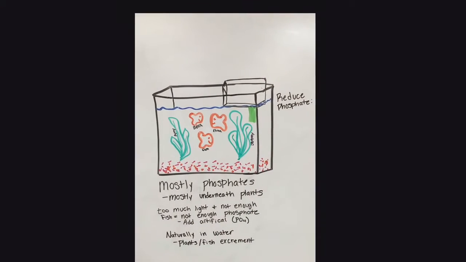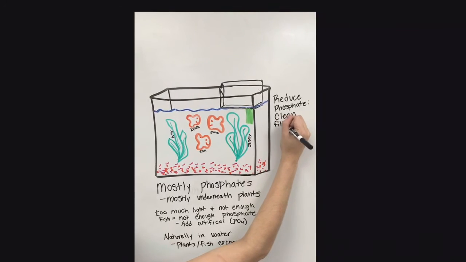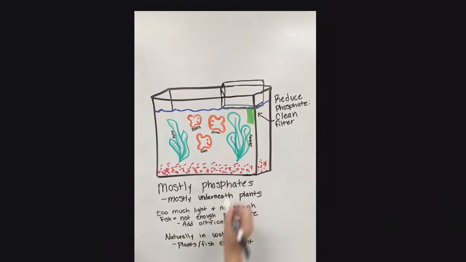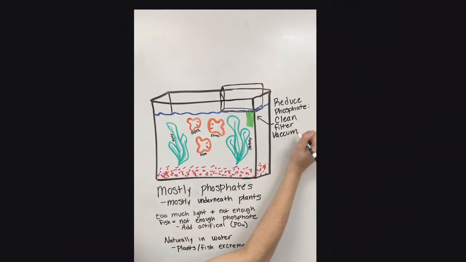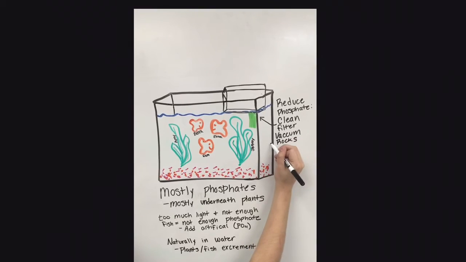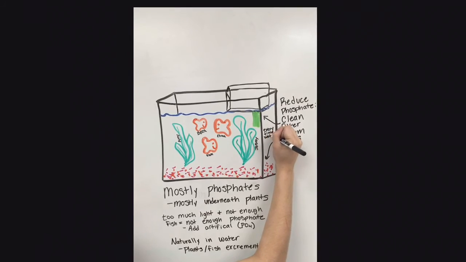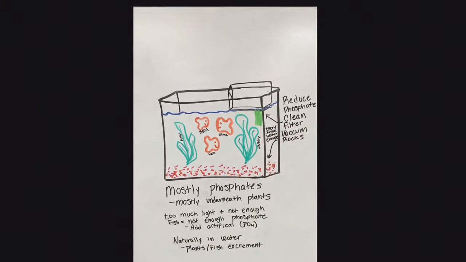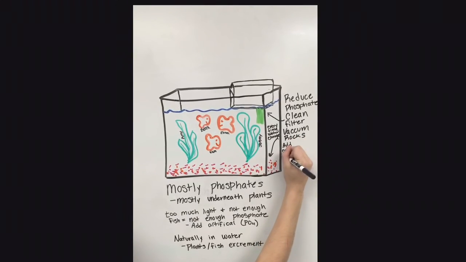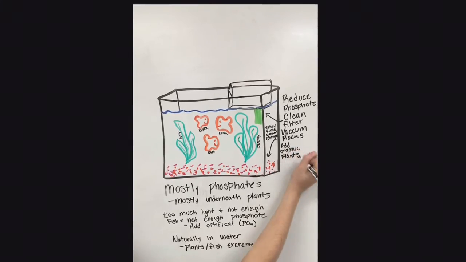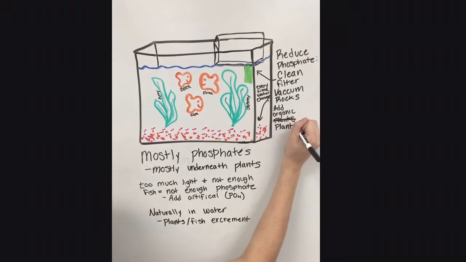To reduce the phosphate level in your aquarium, if you have too much, you can do a few things. You can start by cleaning your filter for the tank, because excess phosphate will collect in the filter, and you can empty it out, and it'll start collecting new phosphate again. You can vacuum out your rocks when you change your water out. As part of the cleaning process, you vacuum the rocks, clean them off. And then also when you change your water out, you can add organic plants to it as well, or other animals.